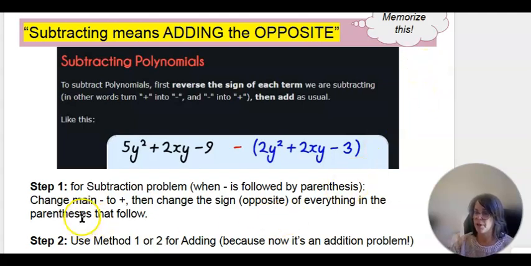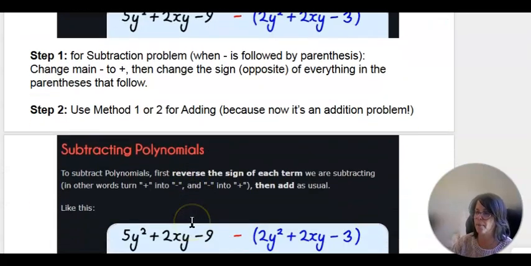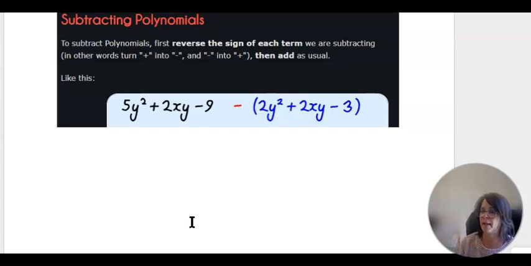So the first thing we're going to do for a subtraction problem, when the minus is followed by parentheses, is to change that main minus to plus, and then we're going to change the sign, do the opposite of everything that follows in those parentheses. And then we can go back and use either method we like for adding, because now it's an addition problem. Let me show you what I mean.